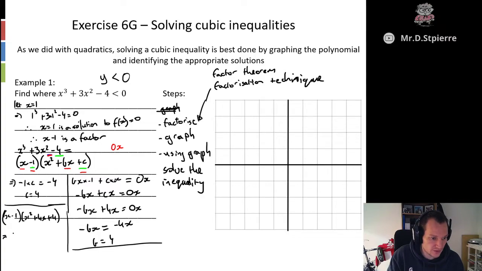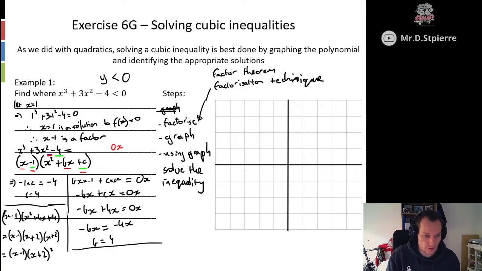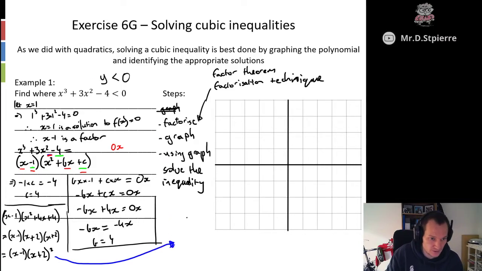We can also say that is equal to x minus 1, and we're going to factorize this quadratic in the second bit of it. Add to give me 4, multiply give me 4. Well, that's easy, that's plus 2 plus 2. So that is equal to x minus 1, x plus 2 all squared. So we've done our factorizing. So we can now rewrite this problem, now that we've factorized it using equating coefficients.